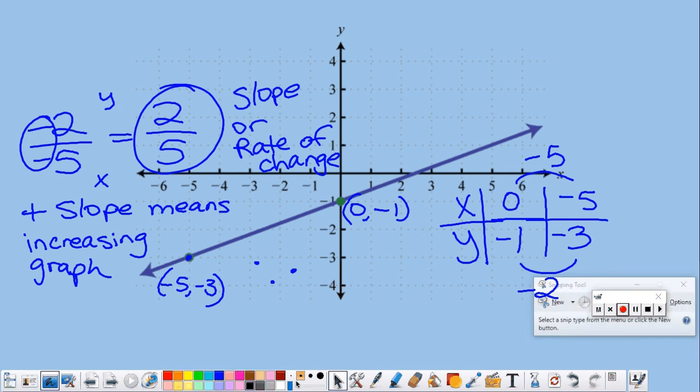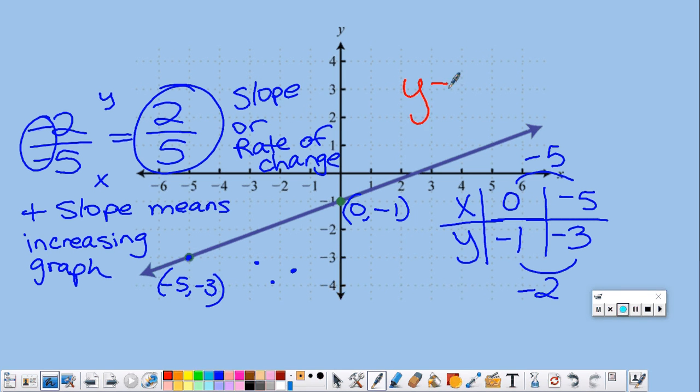To write the equation for this problem, we have our rate of change, so we would end up with y equals what? 2/5 x, which is the same thing as 2/5 times x. And then where's our initial value? 0? This value right here, -1. Okay, why is it this number right here? Because that's where x is 0.